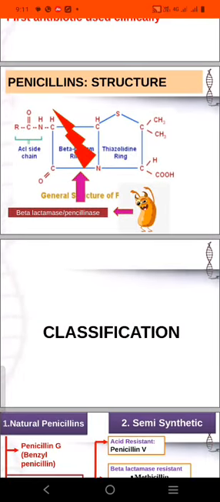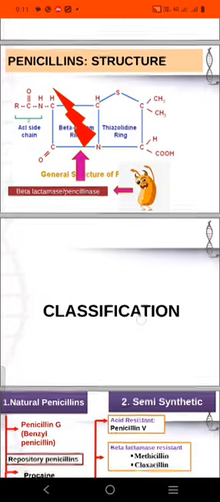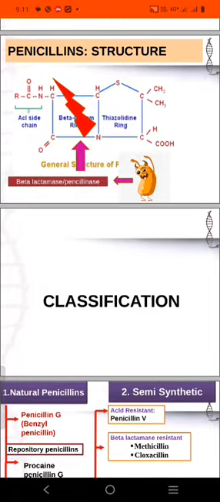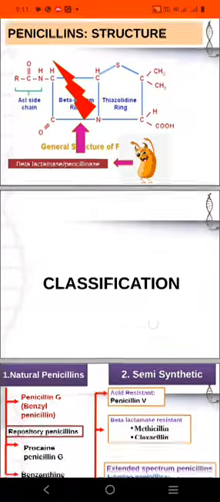So see, this is the beta-lactam ring. So these compounds which have this beta-lactam ring are known as beta-lactam antibiotics. Beta-lactamase is the enzyme produced by certain microorganisms. This is otherwise known as penicillinase, which will destroy this penicillin by opening this beta-lactam ring and inactivate the penicillins.